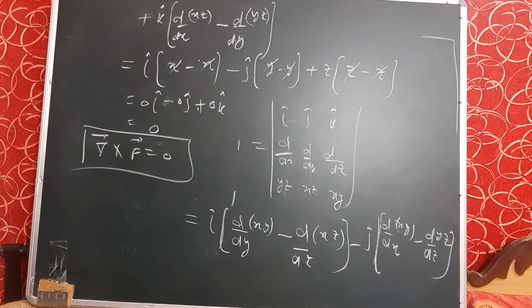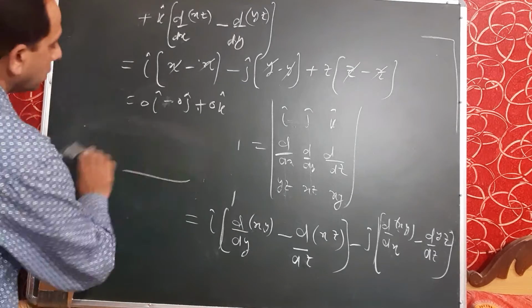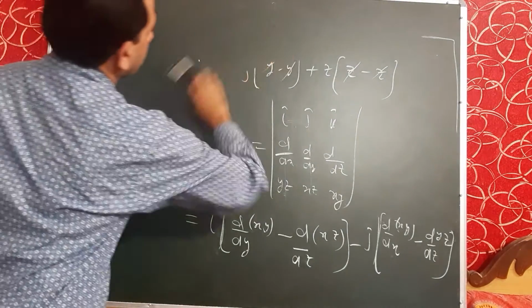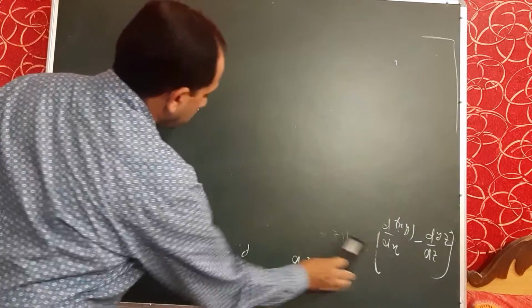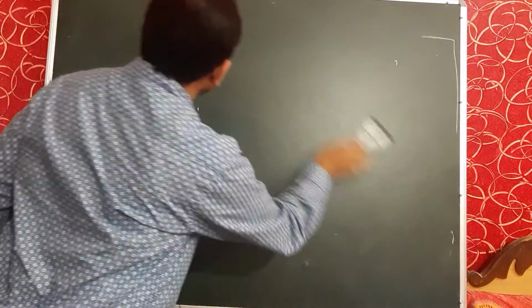So we can prove such numericals by using this formula, that is the curl of F, or the cross product of the del operator and the force, is always 0. This is a conservative force. So you can do more numericals.